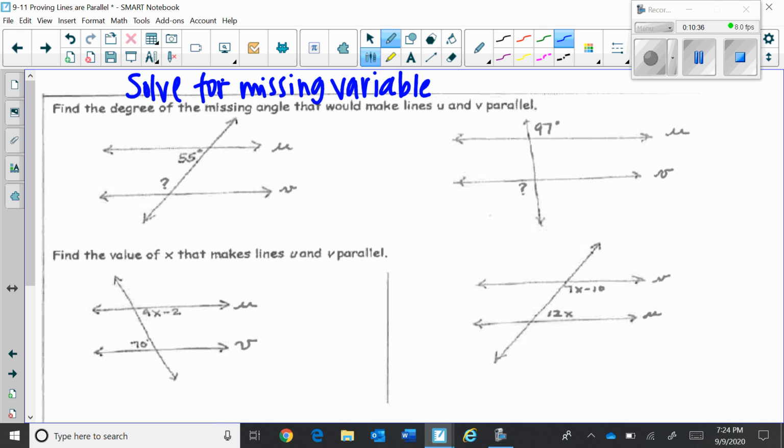Okay, so we have 55 degrees and that question mark can be our x. We just need to solve for x. That is all we need to do. All right, so first off, what types of angles are these? 55 and x, these are going to be same side interior.